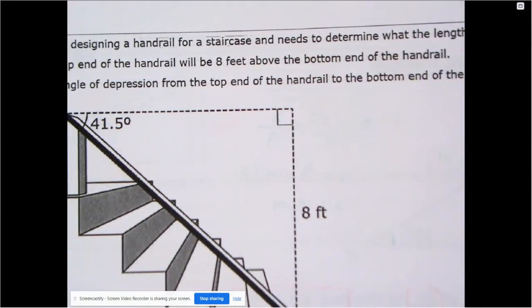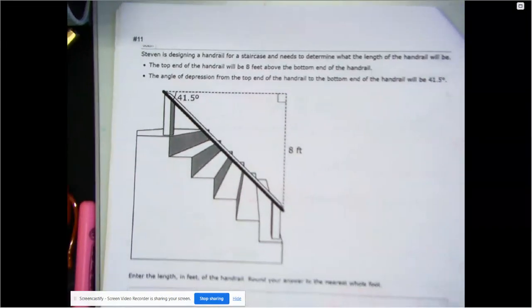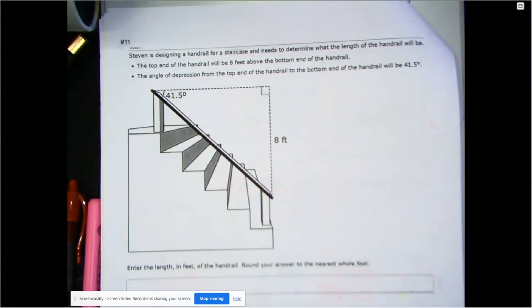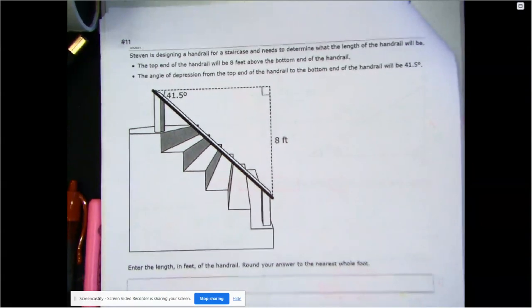Now, when you see a problem like this, I need an entire page here. Look at that, for this whole problem, it's just a picture. Stephen is designing a handrail for a staircase and needs to determine what the length of the handrail will be. The top end of the handrail will be 8 feet above the bottom end. The angle of depression from the top end of the handrail to the bottom end will be 41.5. Enter the length in feet of the handrail itself, and round your answer to the nearest whole foot.